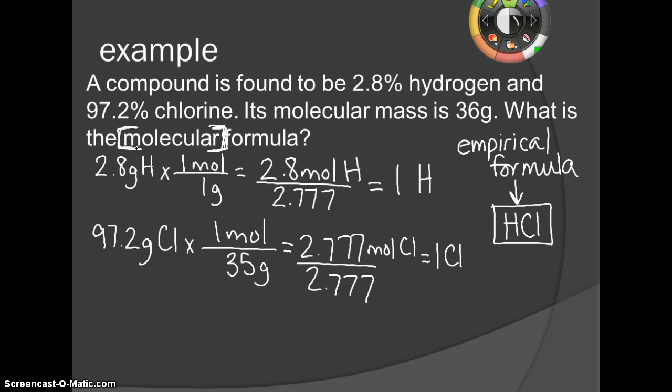Okay, so now we need to find the molecular formula here. So they gave us the molecular mass. We have to find the mass of our empirical formula. So our empirical formula mass, hydrogen weighs 1, chlorine weighs 35. It's going to be 36.